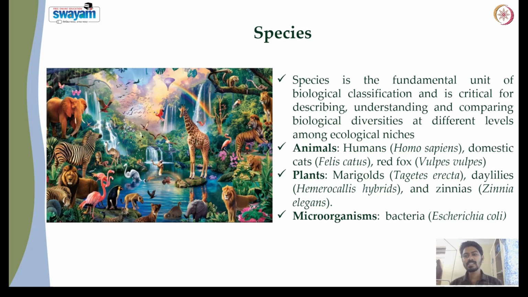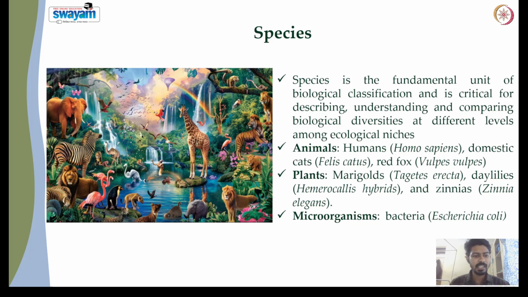Species is nothing but a fundamental unit of biological classification, and scientists try to understand species in order to describe, understand, and compare biological diversity at different levels. So, what do you mean by species? It is the fundamental unit of biological classification, and it can be plants, animals, or microorganisms. If it is a microorganism, E. coli is one of these species. If we take animals, humans belong to Homo sapiens. These are all examples of species.